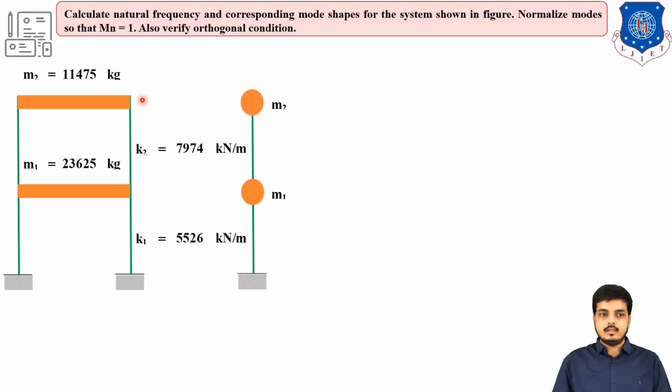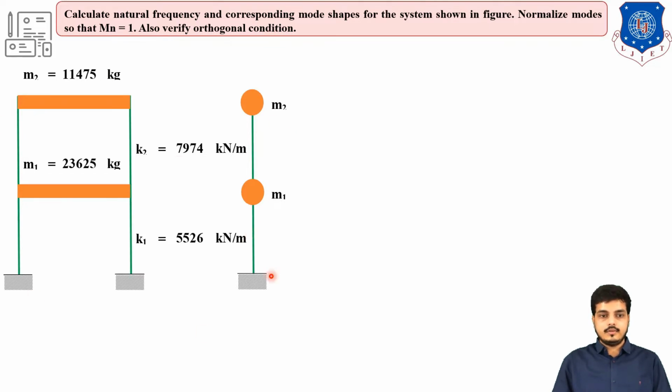Now this is an example. In this, calculate the natural frequency and corresponding mode shapes for the system shown in the figure. So here the figure is given. Normalize the mode shapes so that m n equals 1, and also verify the orthogonality condition.